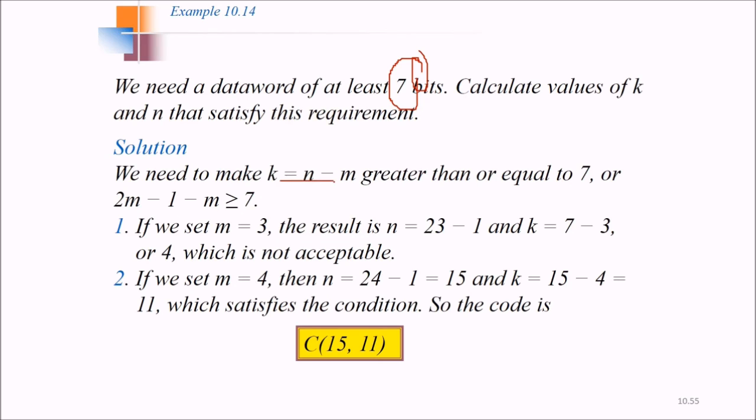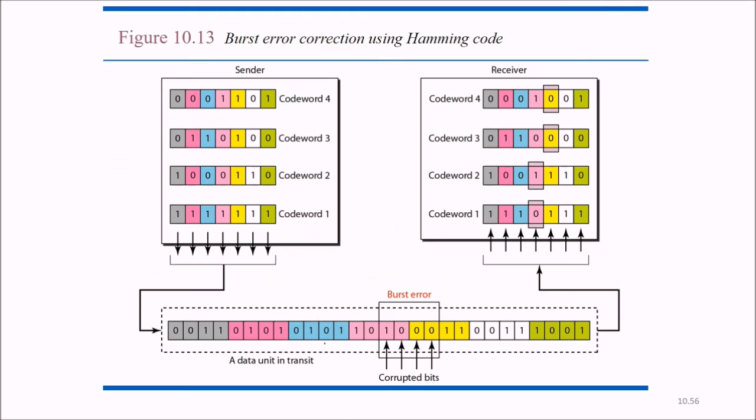So we need to make k equal to n minus m, that is 2^m minus 1 minus m, greater than or equal to 7. This is the formula which I already told you with respect to n and m. In this case, we set m to 3. The result is n equal to 2^3 minus 1, k equal to 7 minus 3, or 4, which is not acceptable. But if you set m equal to 4, n equal to 15, k equal to 15 minus 4, that is 11, this is going to satisfy the condition. So it will be 15, 11. And you have to go back and see what condition I told you, because that is very important.